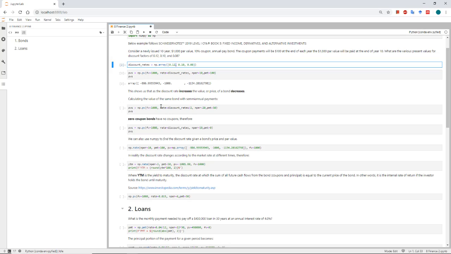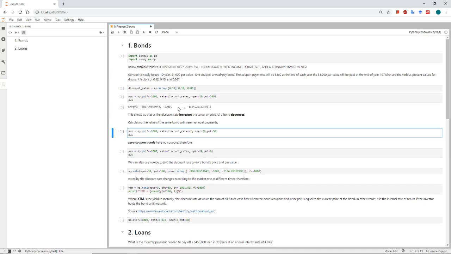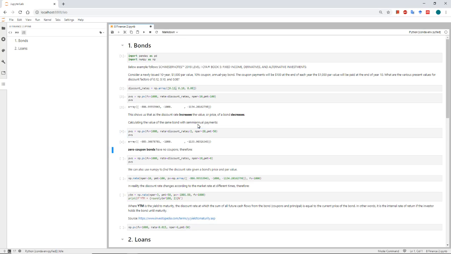So, calculating the value of the same bond with semi-annual payments. To deal with semi-annual payments, you're just going to halve the rate and double the number of periods because they used to be annual. So now we're paying twice a year, which is a bigger frequency. And it's still very similar because we left everything else the same.